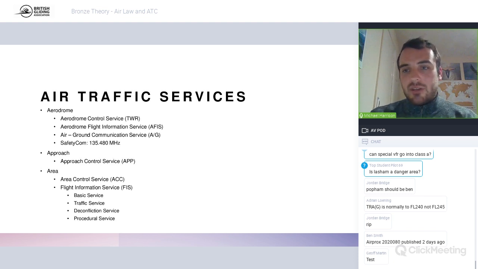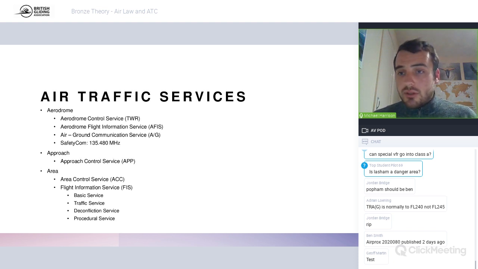Normally you'd end it with Membury traffic as well, because there's one common safety comm frequency, 135.480. So if there's multiple airfields close to each other, you will need to know who you're actually talking to. With the other services, you can tell what kind of service it is by what call sign they use. Air ground communication services will always use the call sign radio. So I'm responsible for the air ground communication service provided at Lasham. We are called Lasham Radio.